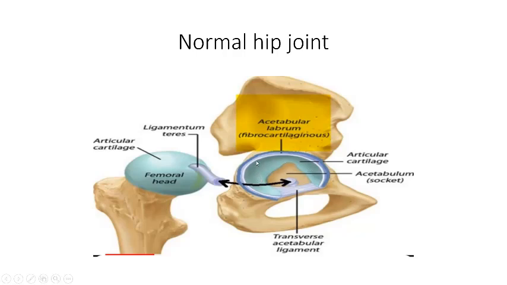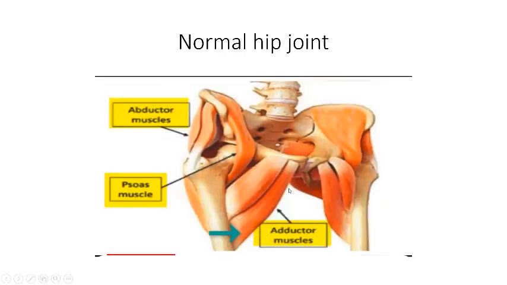There is a cartilage within the acetabulum, it is articular cartilage, made of hyaline cartilage. There is another cartilage present at the periphery of the acetabulum. It is made of fibrocartilage, and this portion of the acetabulum is called the labrum. The capsule is attached at the periphery of the acetabulum, and on the other side it is attached to the neck of the femur.